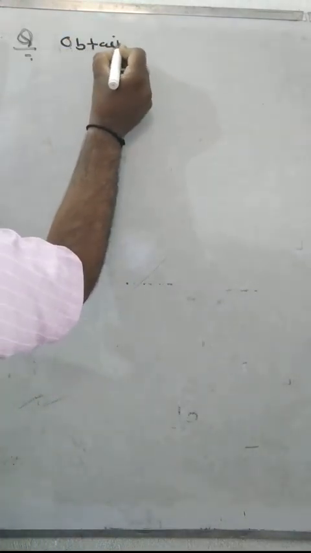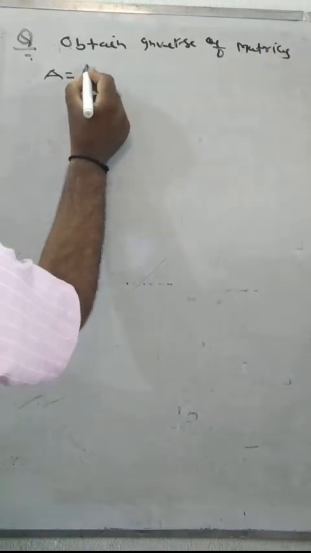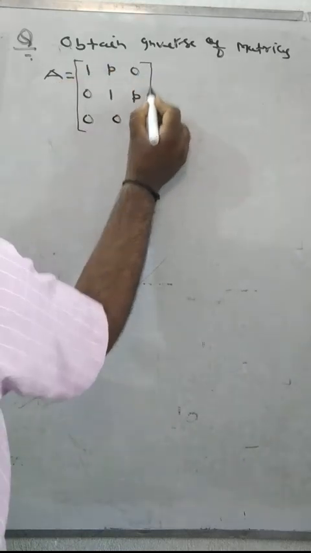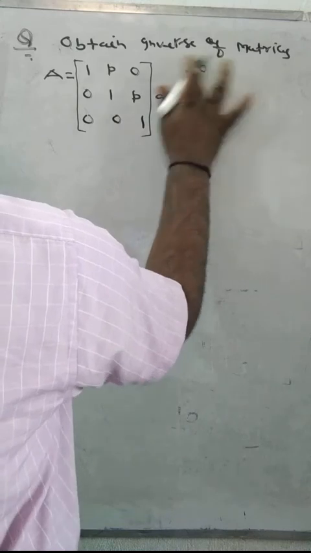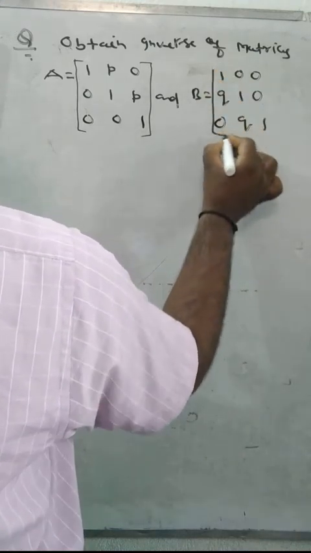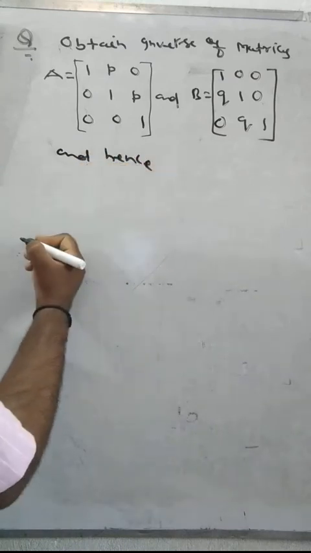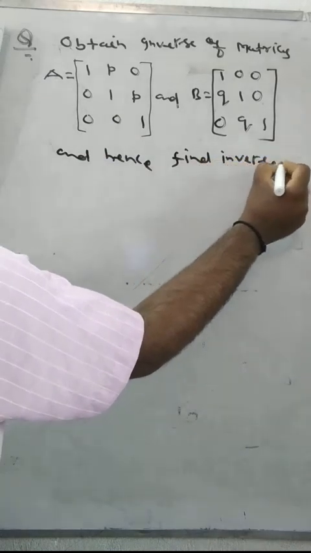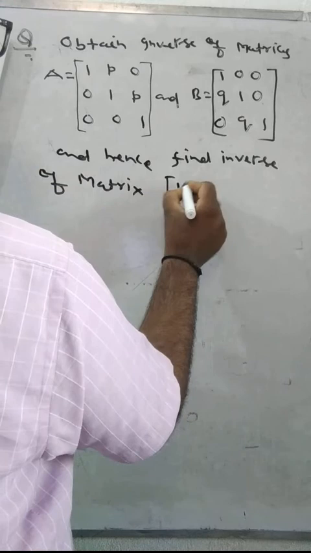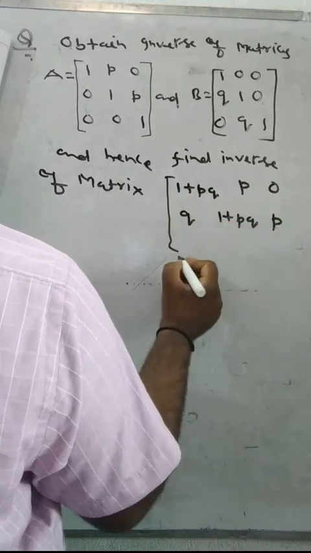Obtain the inverse of matrix A is equal to [1 P 0; 0 1 P; 0 0 1] and B is equal to [1 0 0; Q 1 0; 0 Q 1], and hence find the inverse of the matrix [1+PQ P 0; Q 1+PQ P; 0 Q 1].